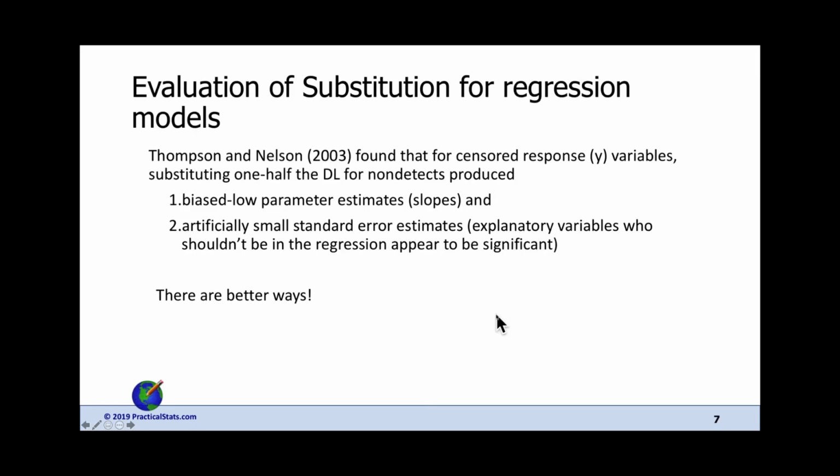So this was all described very well in a paper by Thompson and Nelson in Environmental Science and Technology in 2003. And they mentioned these two basic issues at the end, that you have biased low parameter estimates, mainly the slope, but also the estimate of the standard error. And because of that small standard error, the explanatory variables that should not be in the regression appear to be significant and so are brought in. And so those are the two things that you want to avoid, and you can avoid them by doing the maximum likelihood approaches that we're going to do today.